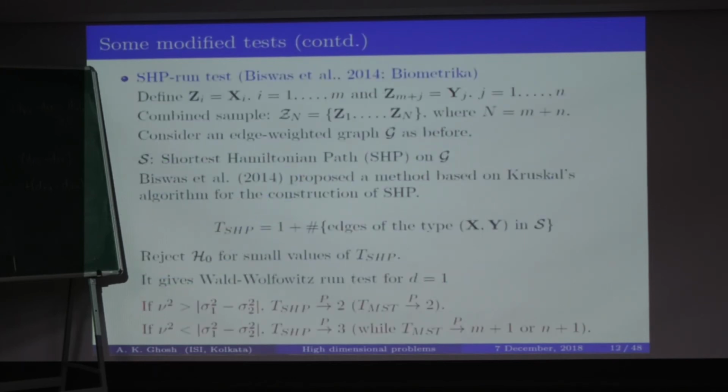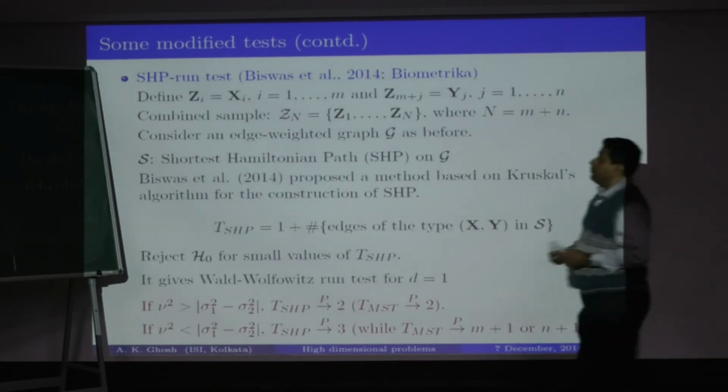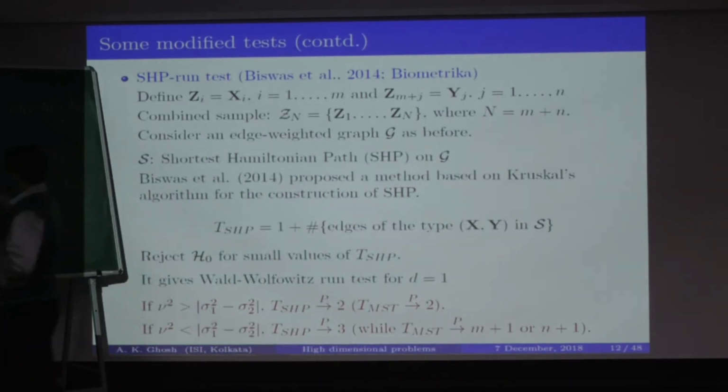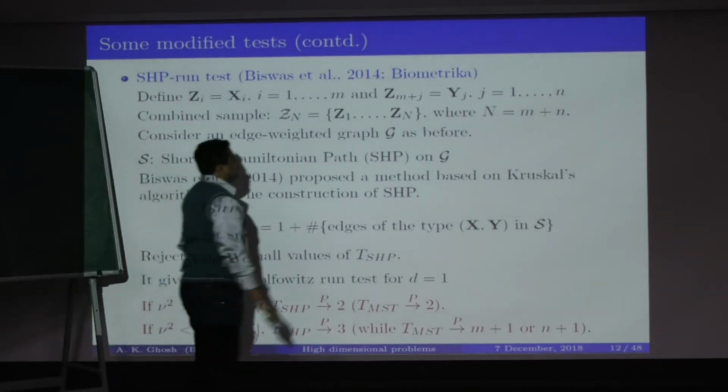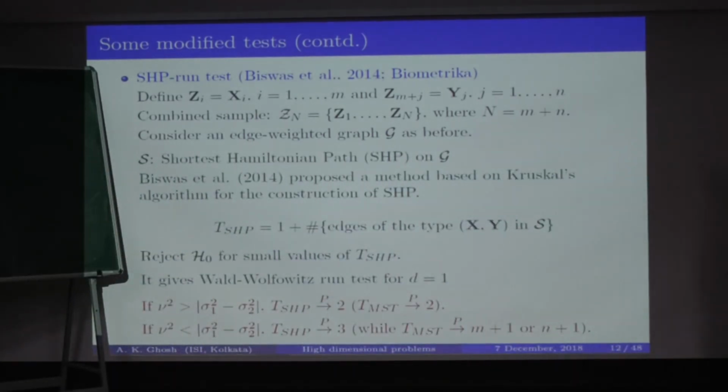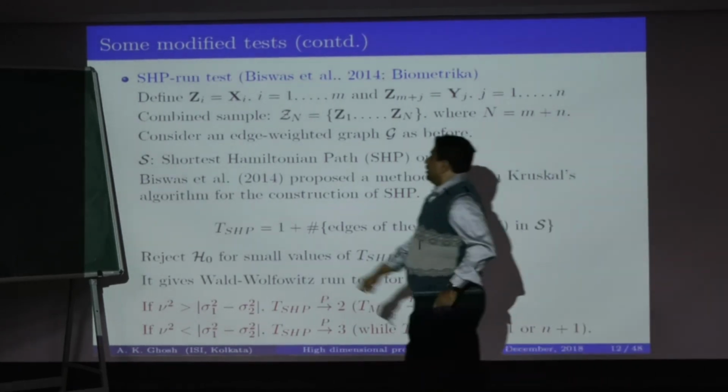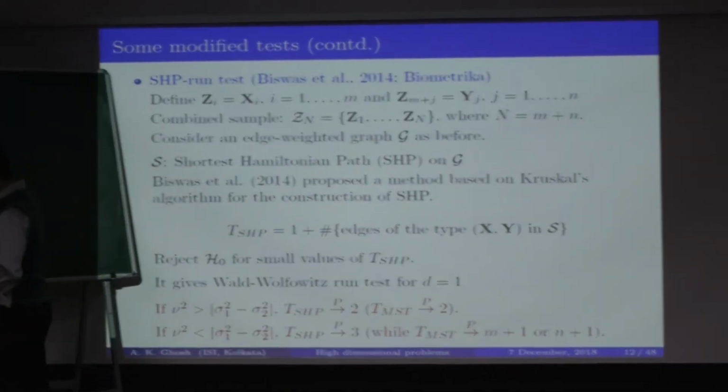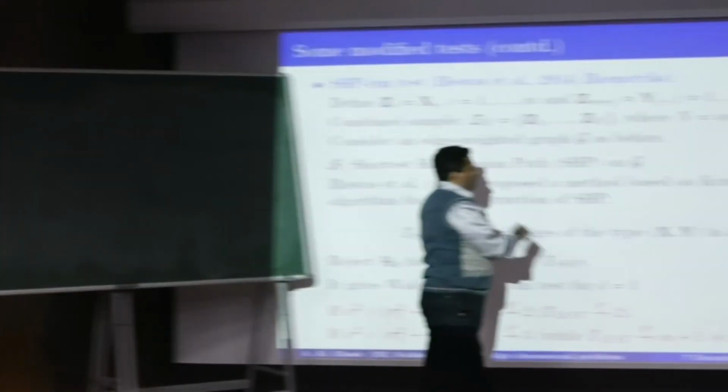Now let me come back to this Friedman-Rafsky test. We have already seen what the problem is in the test involving the minimal spanning tree. And now I'm describing how to take care of it. So here our methodology remains the same.